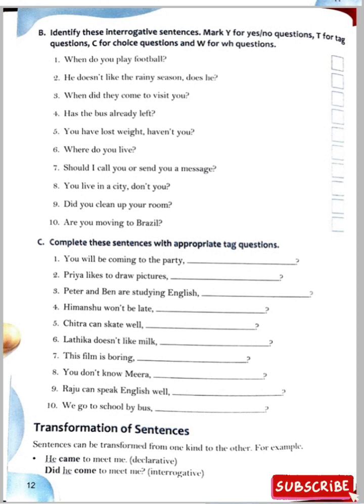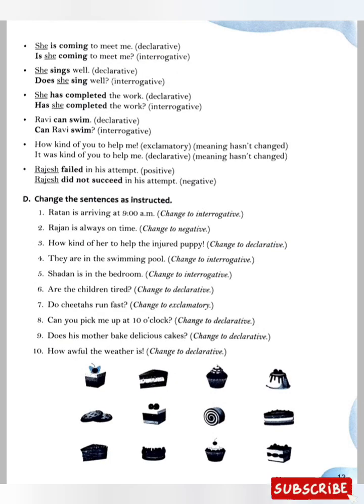Now, next is transformation of sentences. Sentences can be transformed from one kind to another. Like, he came to meet me. It's a declarative sentence. Now, if I'm going to change it into interrogative, what will it be? Did he come to meet me? Question mark. She is coming to meet me. Again, declarative. If I change it, I have to bring the verb outside, so it will be, is she coming to meet me?